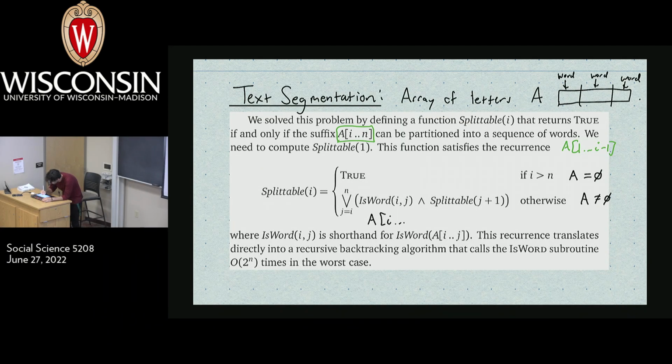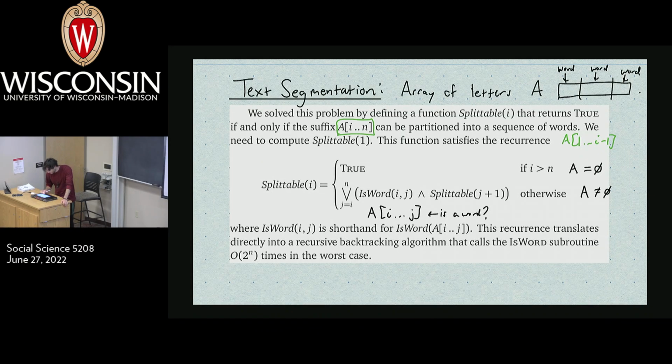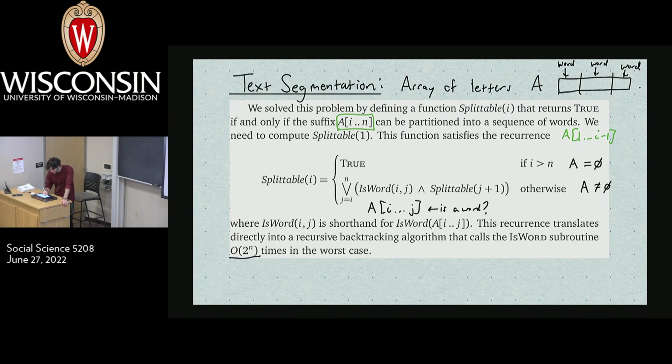So you're going to try every possible i through j, check if it's a word, and then recursively add line or space breaks for the rest of the array. So that was our recursive backtracking strategy to solve the splittable problem. And we didn't really talk about it much, but this is a very slow algorithm because you potentially have to check all of these subsequences of the array.